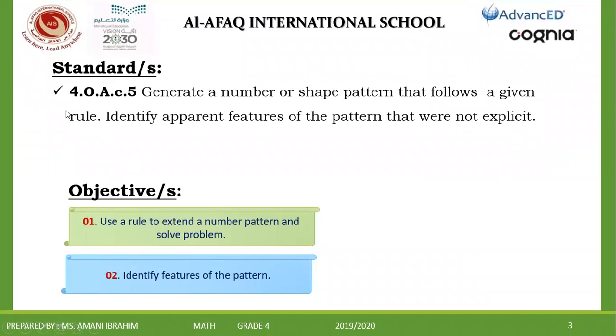Our standard for operation and algebraic thinking: C.5 generate a number or shape pattern that follows a given rule. Identify apparent features of the pattern that weren't explicit. Our objectives are: first, use a rule to extend a number pattern and solve a problem; second, identify features of the pattern.